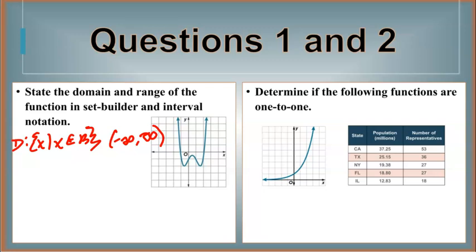Now the range is talking about our y value. So our y value in set builder notation, you'll notice that it never goes below -2. So in set builder notation, it would be y such that y is greater than or equal to -2. And then we would have it in interval notation. It can equal -2, so I use a closed bracket, and it goes to positive infinity with a parentheses.